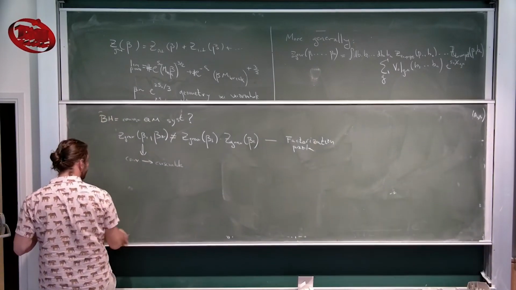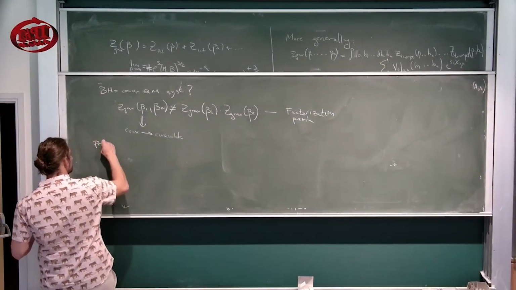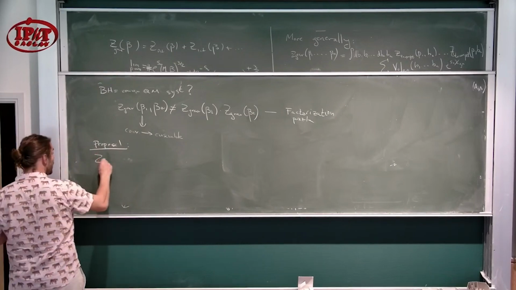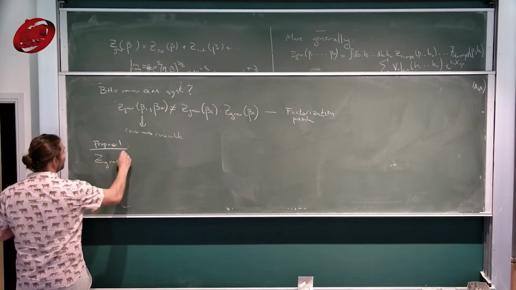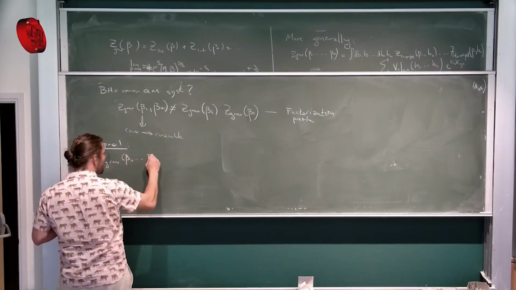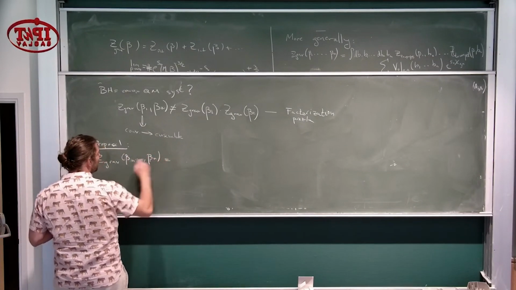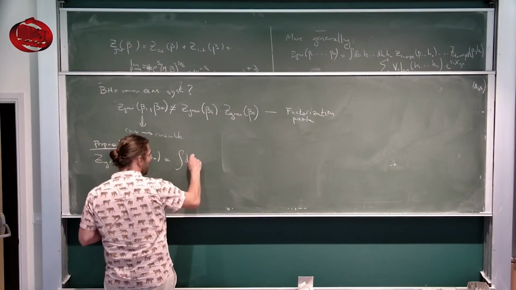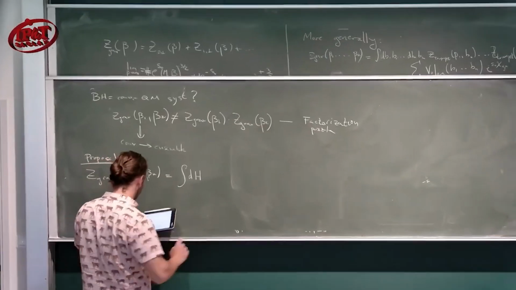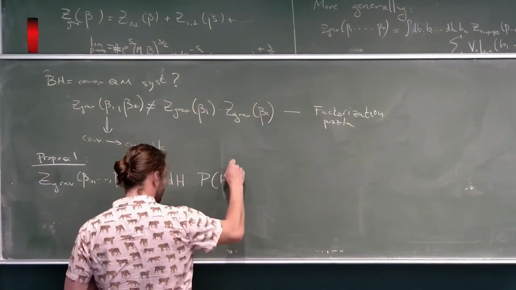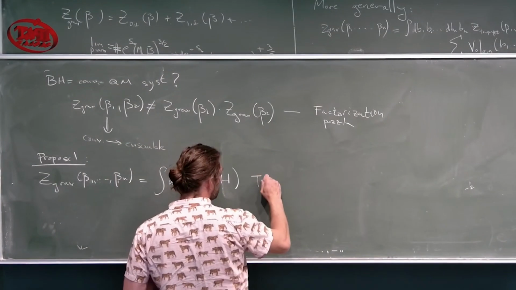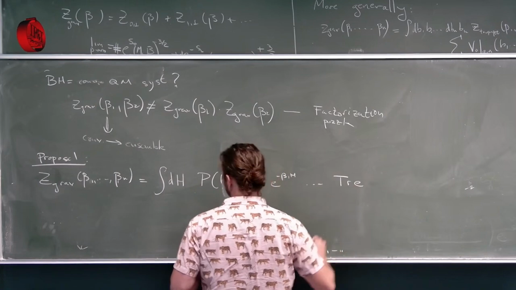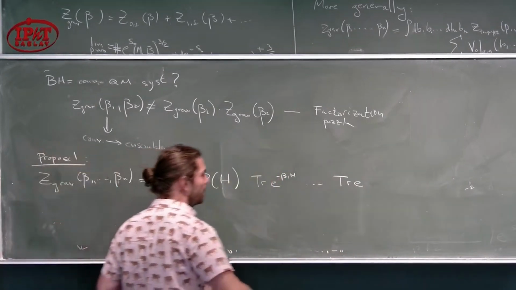The proposal is that if I consider an ensemble of theories, then the n-boundary partition function is an integral over all possible Hamiltonians of this ensemble, with a measure over Hamiltonians times a trace associated to each insertion of one of these boundaries.